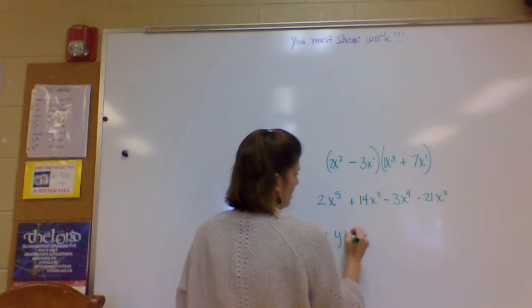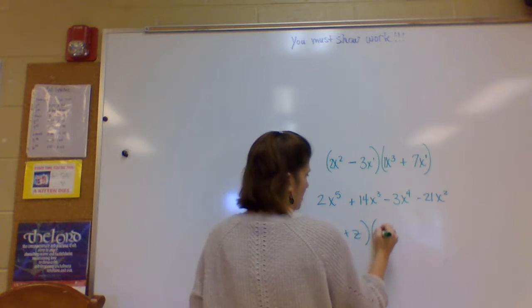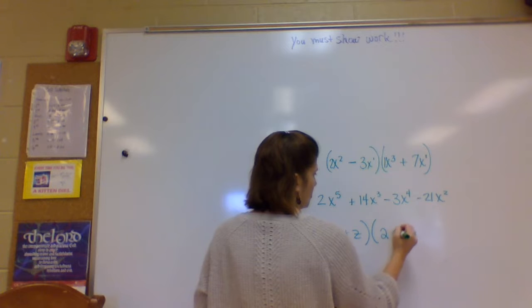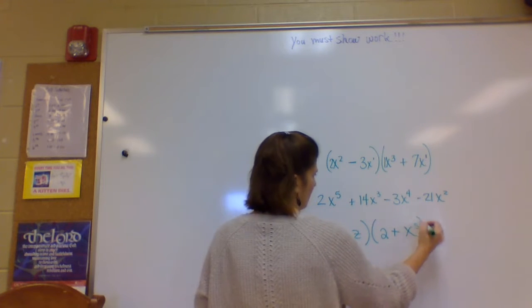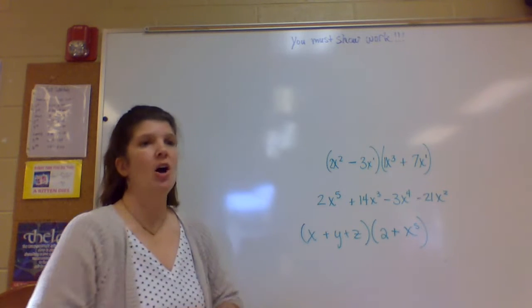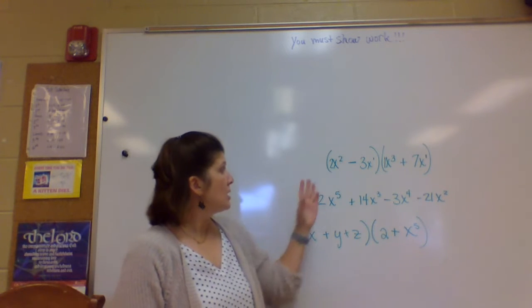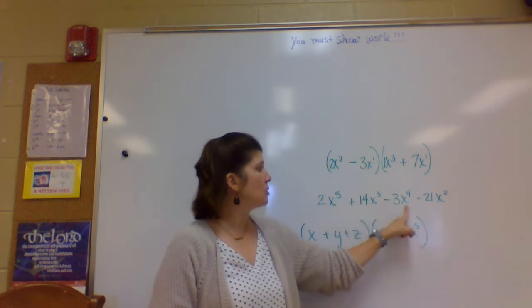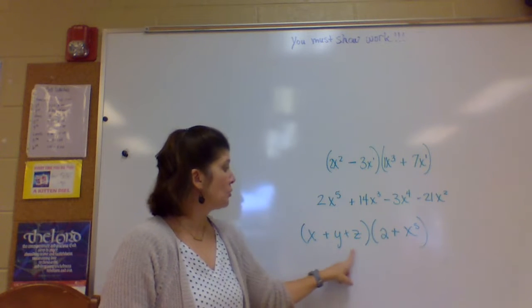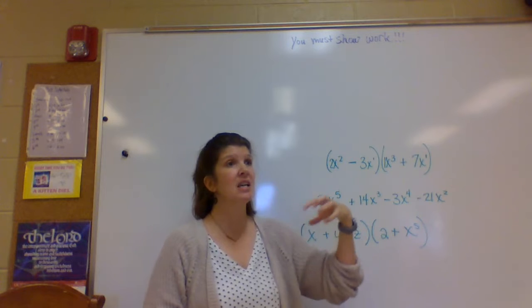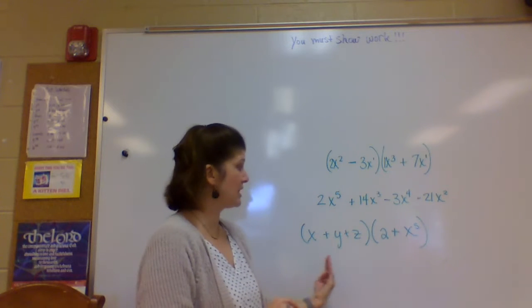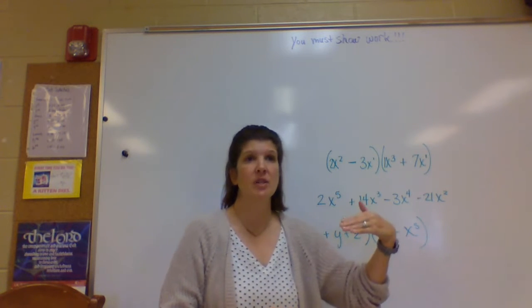Plus y plus z times 2 plus, I don't know, x to the, ooh, let's make it big. Look at that, all kind of things. So 2 by 2 gave us 1, 2, 3, 4 terms. 3 multiplied by 2 gives me 6 terms. So when I'm finished, I should have 6 things written down if I've done it correctly.